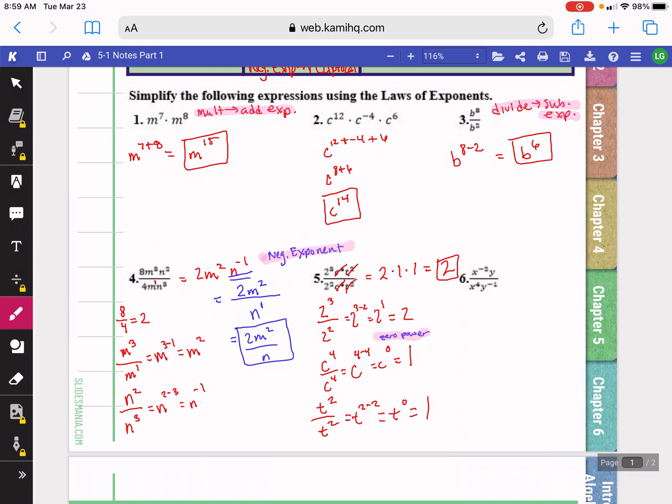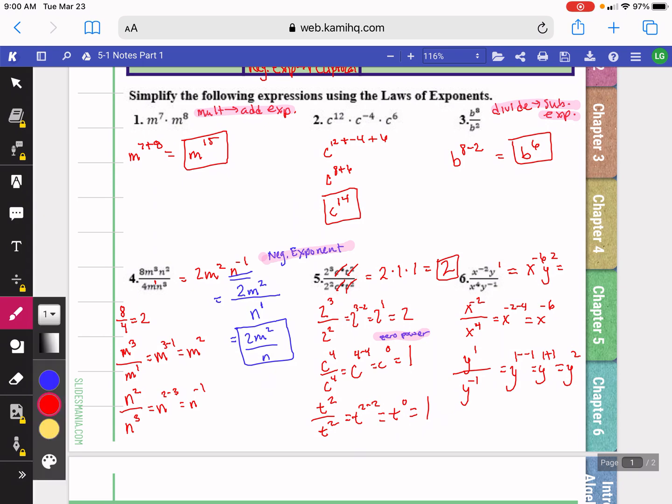The next one, we're doing x to the negative 2 over x to the 4th. Negative 2 minus 4 is x to the negative 6. And then we have y to the imaginary 1 over y to the negative 1. So we're doing 1 minus negative 1. That becomes plus, so we get y squared. So we put this together, we have x to the negative 6, y squared.